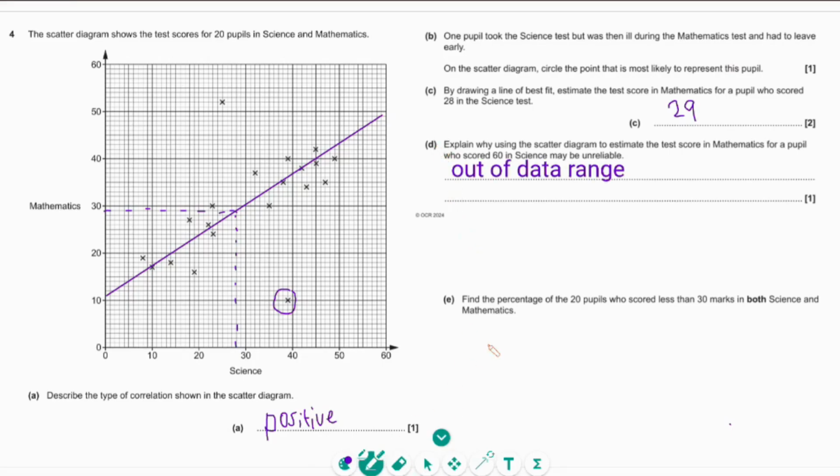Find the percentage of the 20 pupils who scored less than 30 marks in both science and mathematics. So here we've got 30 for maths and 30 for science. Less than, so not including this one. 1, 2, 3, 4, 5, 6, 7. We've got 7 out of 20 as a fraction. For a percentage, we need to make our denominator out of 100, times 5, times 5, which gives you 35 out of 100, which is 35%.